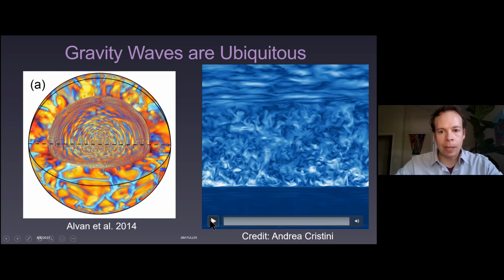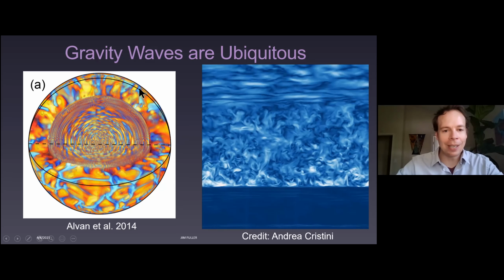On the right, we have a simulation. This is a simulation of, oh, it looks like it doesn't work. For some reason, the movies in my slides got cut out. But what you see here is a simulation of convection in a massive star in this case. And so you see the turbulent convection here, and above and below the convective layer, you see gravity waves. So again, that's these waves with short radial wavelengths, but pretty long horizontal wavelengths here.